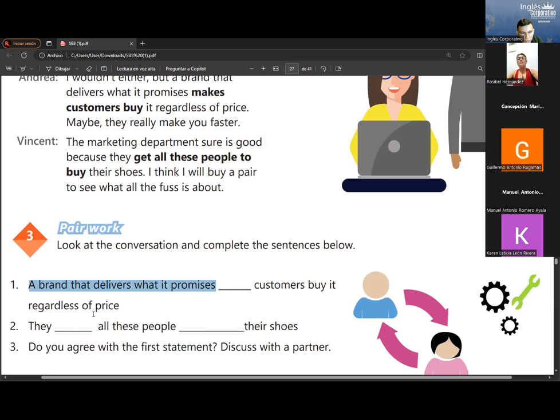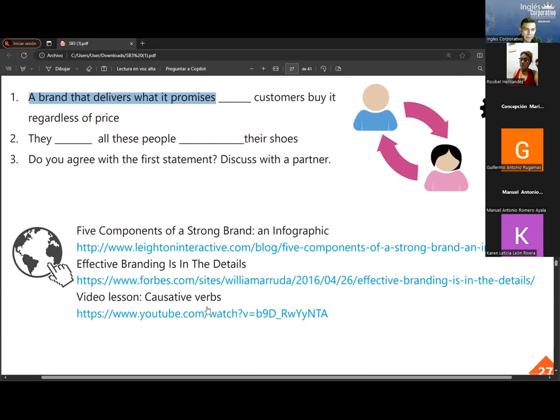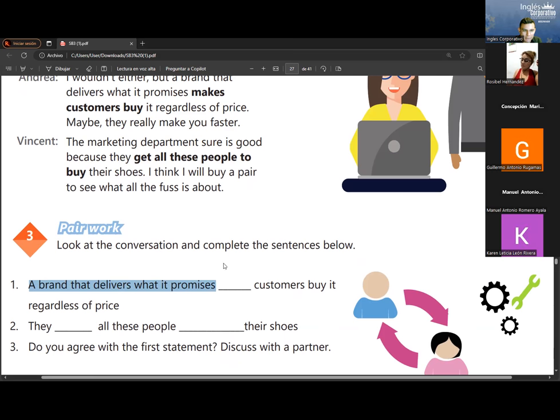Bueno, do you agree with the first statement? Discuss with a partner. A brand that delivers what it promises makes customer buy it. Okay, well, so what we're going to do? As usual, we're going to practice the conversation with our classmates and we're going to discuss these statements, the first statement, with our classmates. Okay. Let's start.